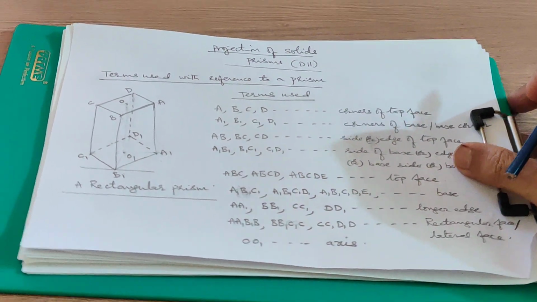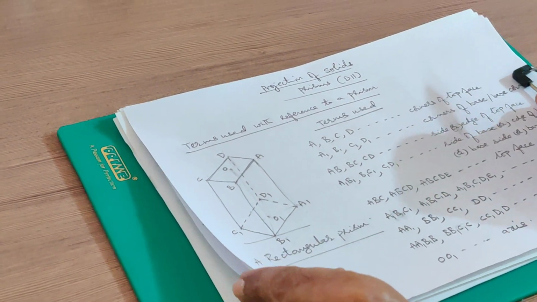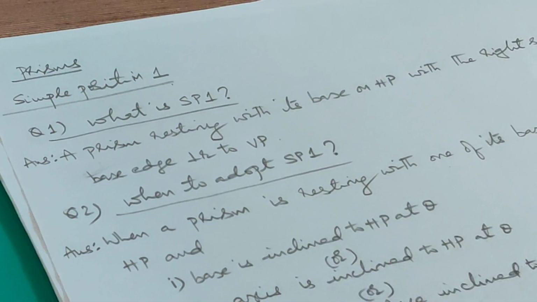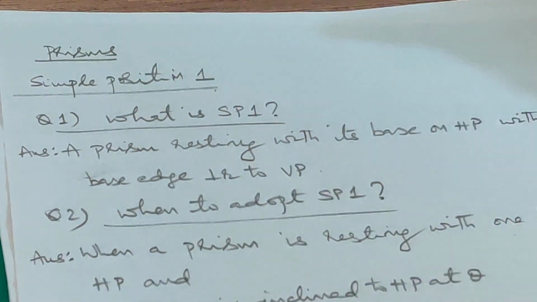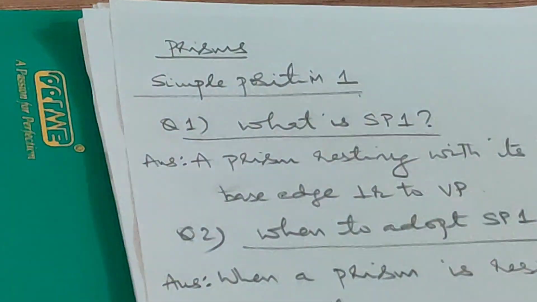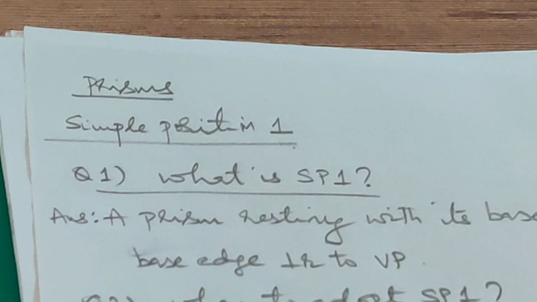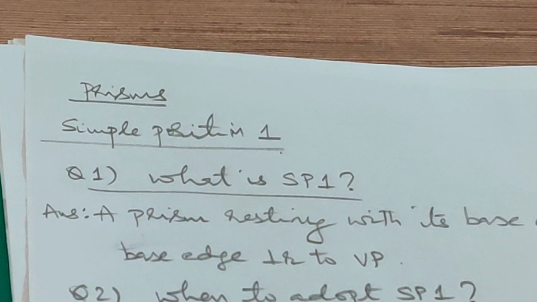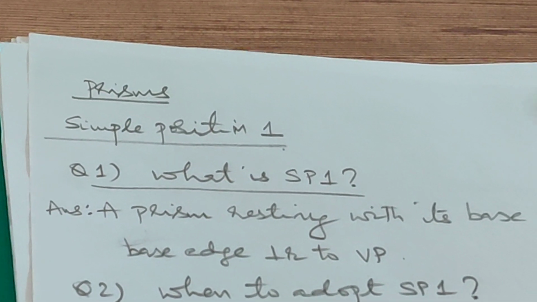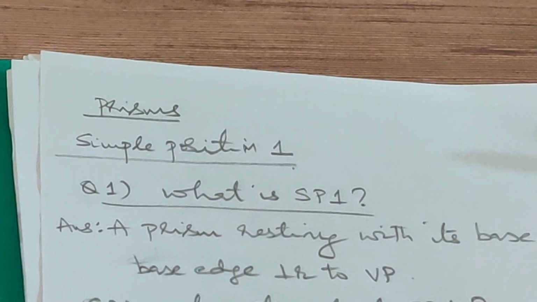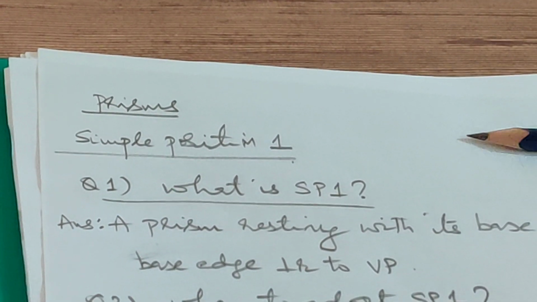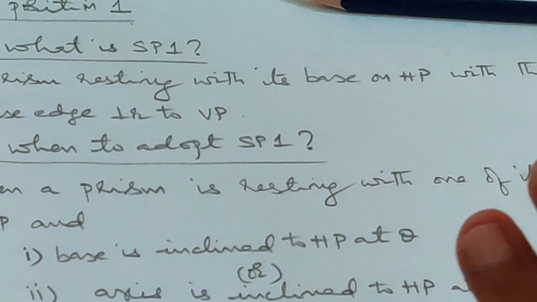Okay. Now I'll move to simple position 1. Just like in projection of planes, here also you have simple positions. But luckily your syllabus is restricted only to 2 simple positions in prisms. So we will talk about simple position 1 first. Once again I'll go to the demonstration and show you what is simple position 1. I'll take the example of rectangular prism once again.